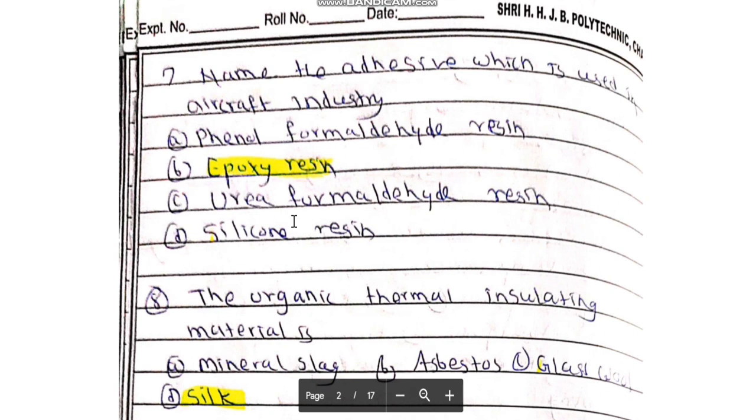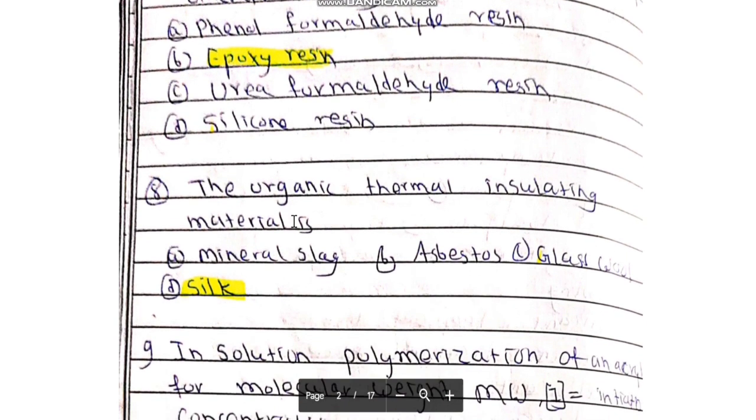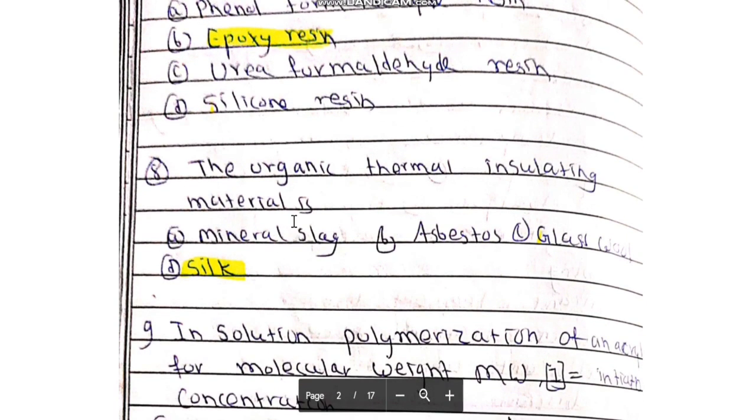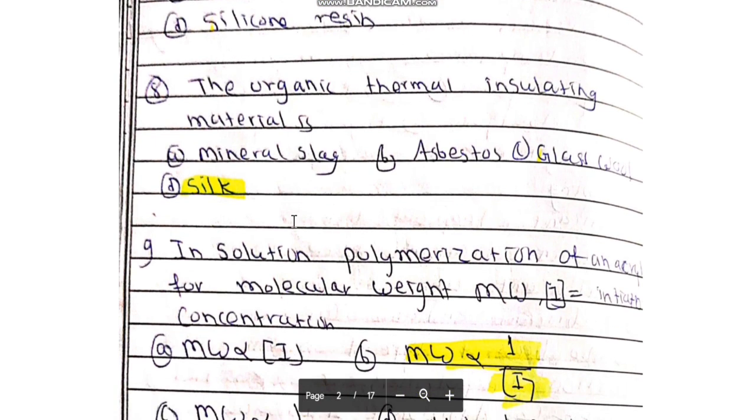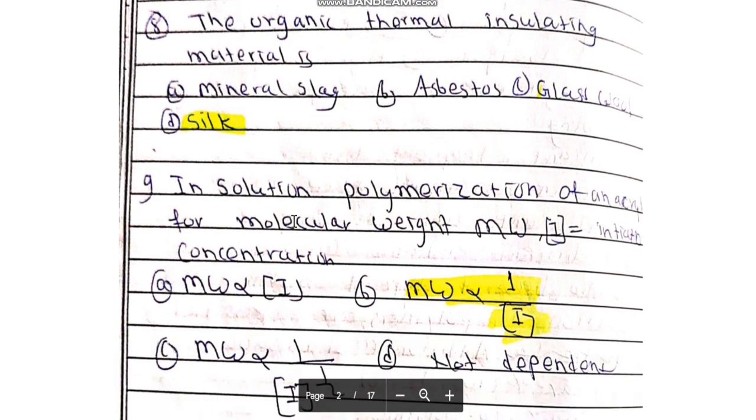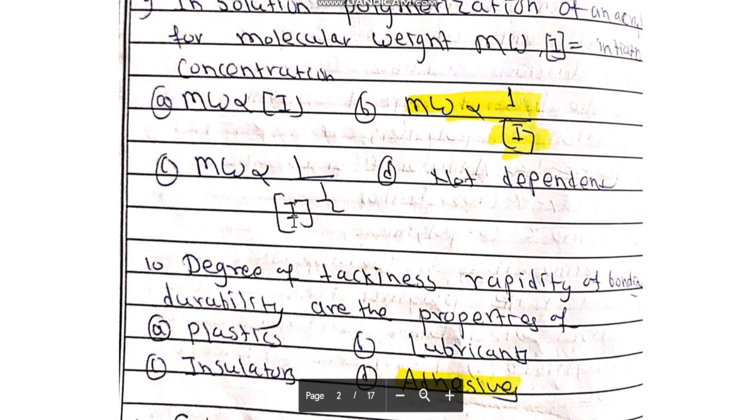Silicone resin is also used in aircraft industry. The organic thermal insulating material is silk, while the other three are inorganic thermal insulators. In solution polymerization of an acrylic solution, molecular weight, that is W, is inversely proportional to concentration, so B is the correct answer.